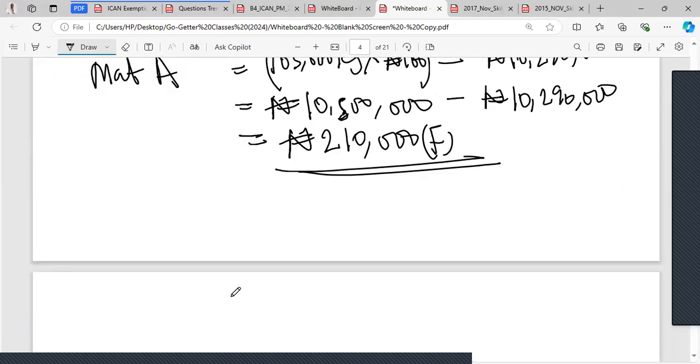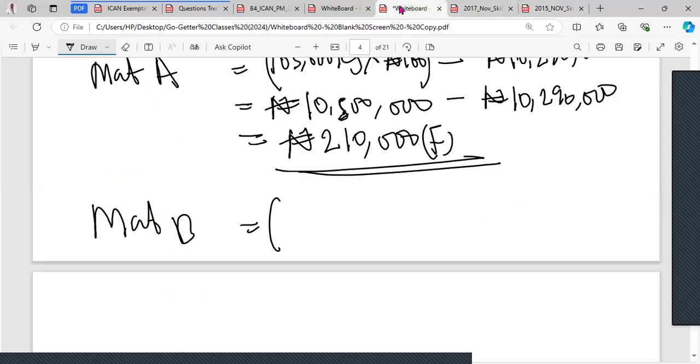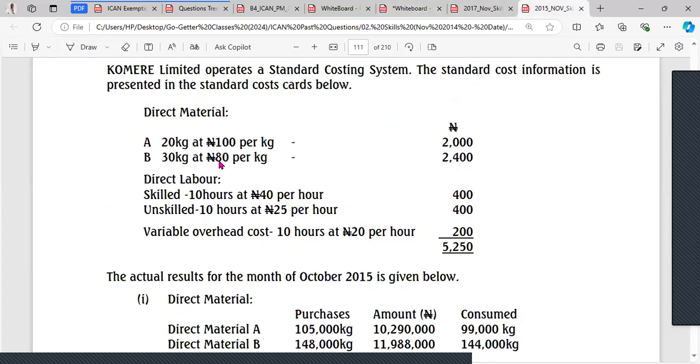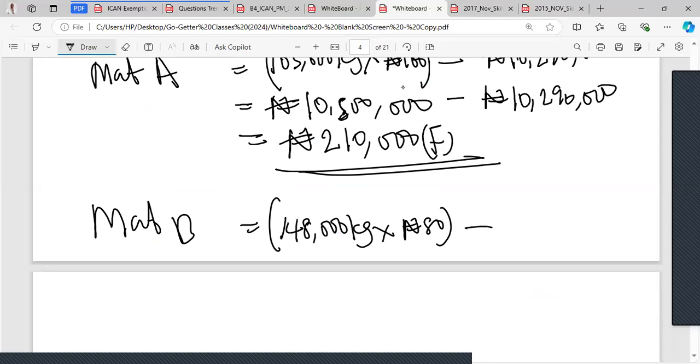Okay, then we'll do for material B. Start with material B. What is the quantity purchased? Actual quantity purchased 148,000 kilogram. 148,000 kg multiplied by 80 naira per kilogram, and spent 11,988,000. Of course, this still gives us 11,988,000.